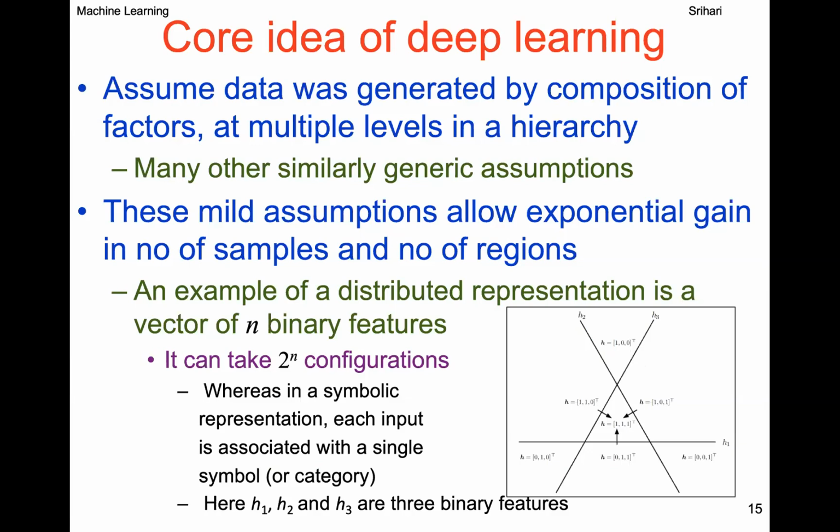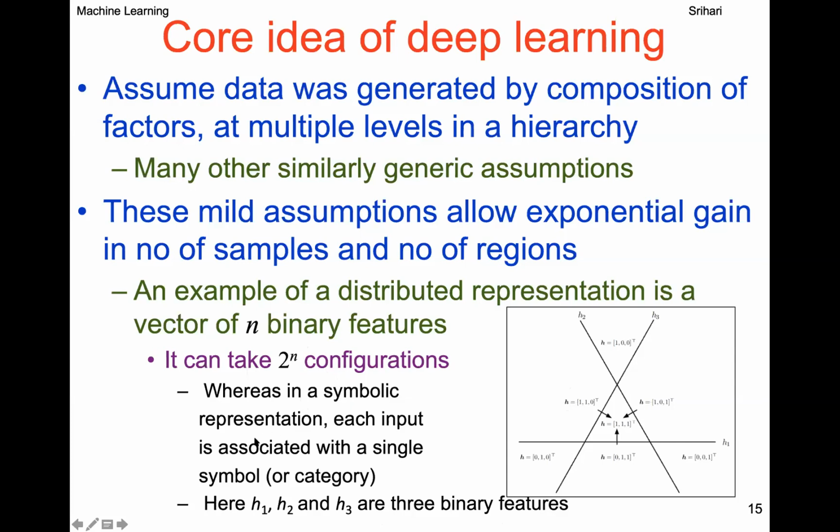So we can specify, supposing we take the input and we have some kind of values created at a next level, and those are specified by H instead of X. So we have several regions created here. So H1, H2, and H3 are three binary features. And together, they're able to represent 8 features. So with three binary features, we are able to specify more regions. An example is a vector of n binary features. It can take 2 to the n configurations.